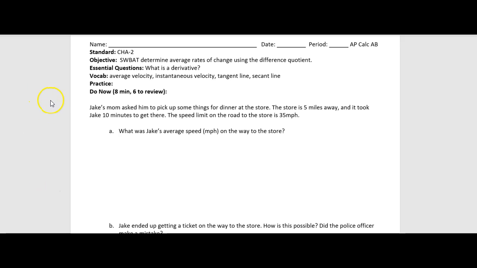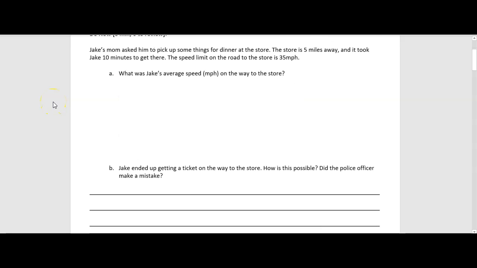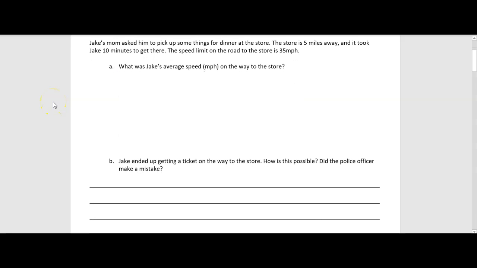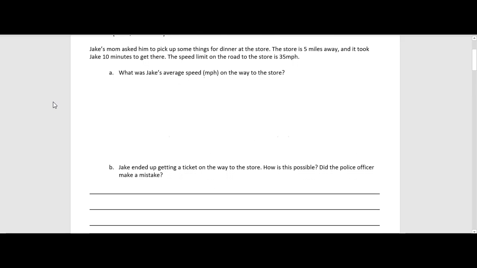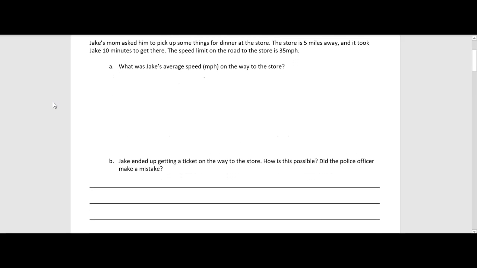So let's get started with a little introduction problem. It says Jake's mom asked him to pick up some things for dinner at the store. The store is 5 miles away, and it took Jake 10 minutes to get there. The speed limit on the road to the store is 35 miles per hour. Part A asks us to find Jake's average speed in miles per hour on the way to the store. So pause the video. You can answer part A, and you can actually answer the rest of the parts on this page, A, B, and C. And then we'll have a thorough discussion about all the parts.